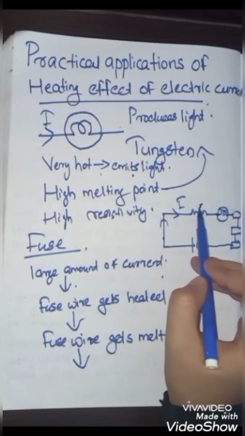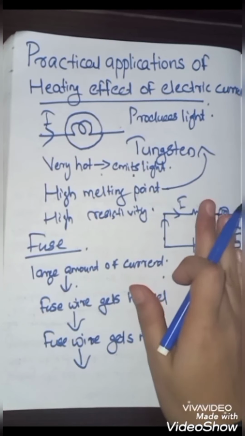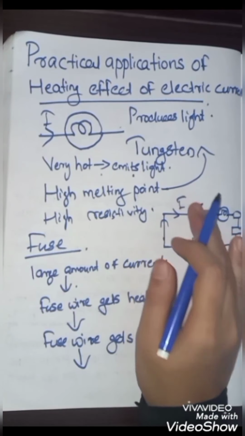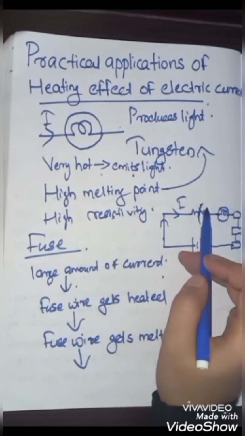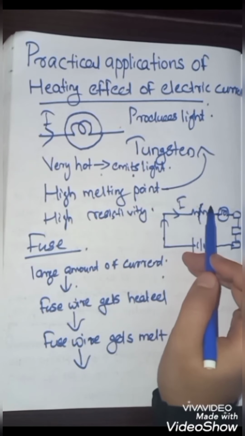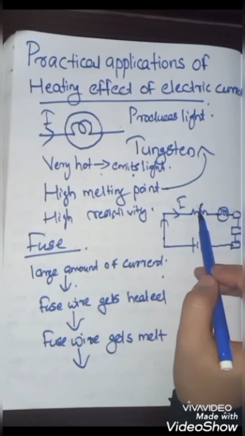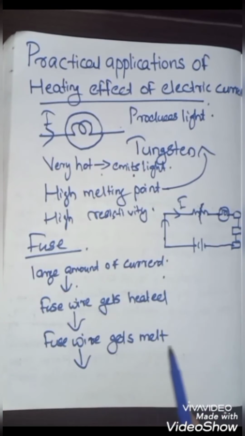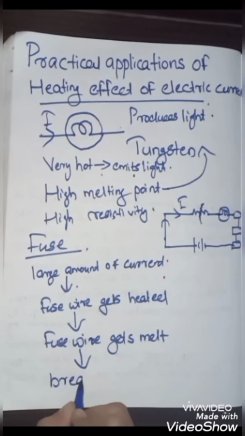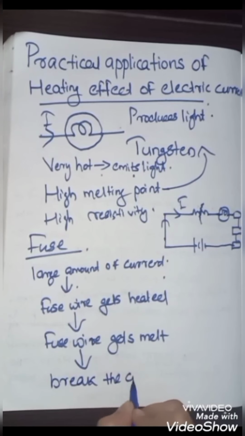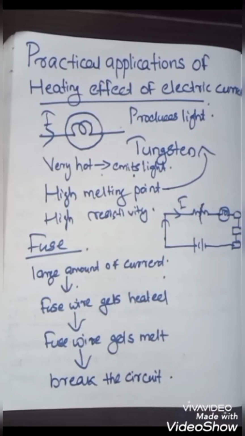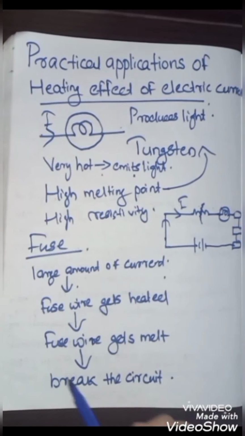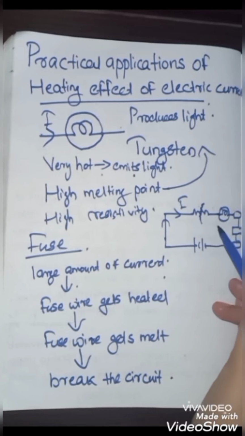When there is no fuse wire, the high amount of electric current will pass through and damage these electrical appliances. When a high amount of electric current passes, the fuse wire gets heated, melts and breaks the circuit. Hope you understand how the fuse wire protects our electrical appliances.